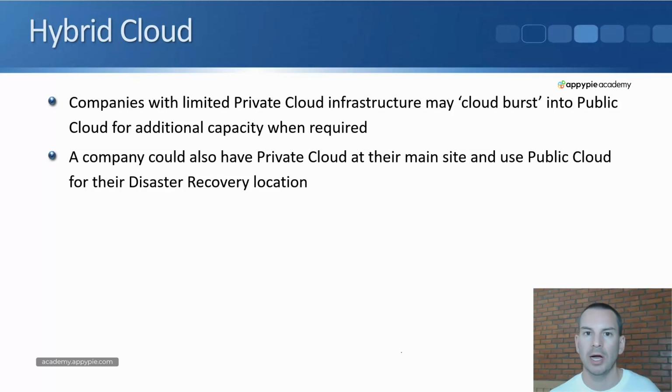A company could also have private cloud at their main site and use public cloud for their disaster recovery solution. That's quite common as well, because building the private cloud infrastructure like we talked about already is expensive. If we wanted to double that for a disaster recovery site as well, that's going to take the cost even higher. We could bring the cost down by having the main data center as private cloud and then use public cloud for our disaster recovery site.